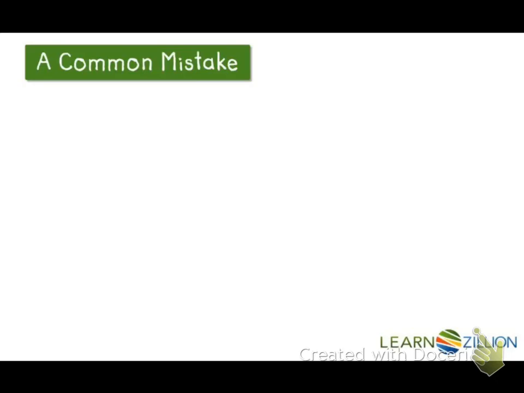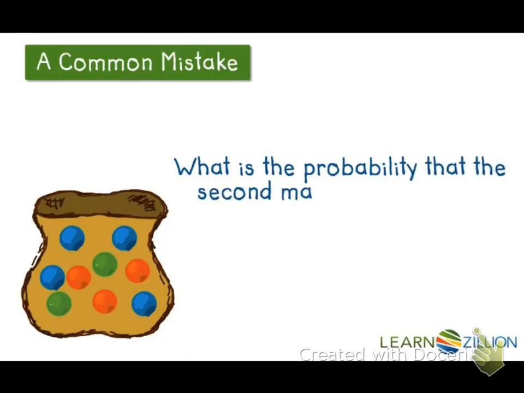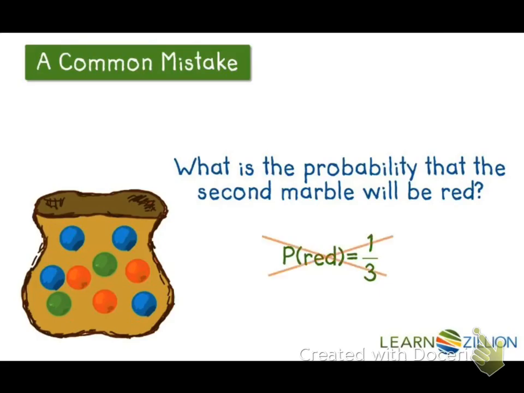Now, in the common mistake, we're going to take a look at the same example with the bag of marbles. Another question might ask you, what is the probability that the second marble will be red? And a lot of students will say, well, it's the same bag of marbles, so the probability of red is 1/3. But that's actually incorrect because our situation has now changed.